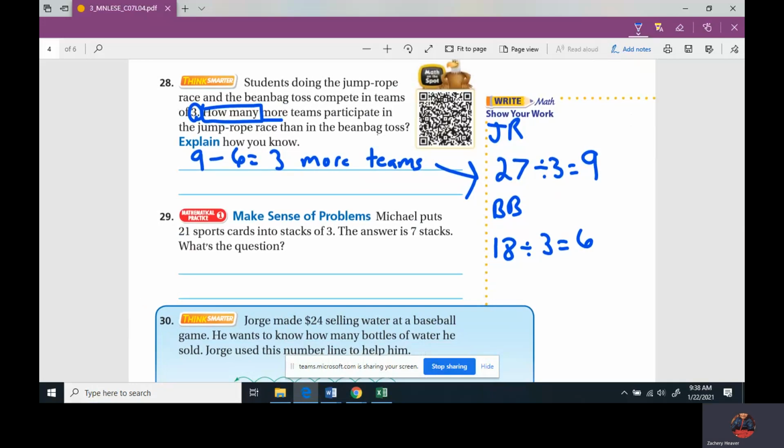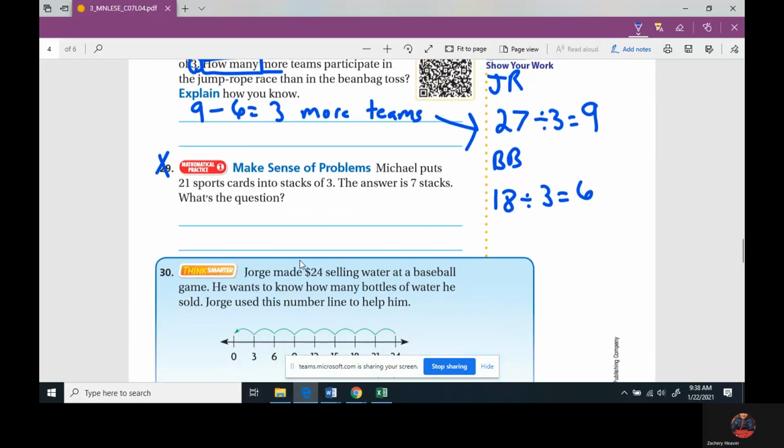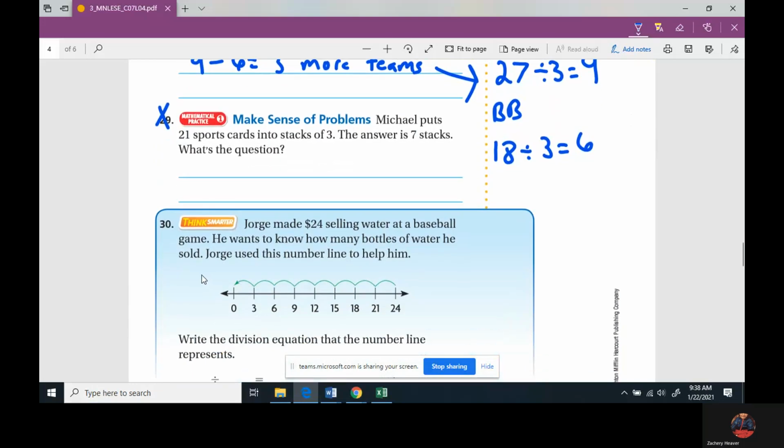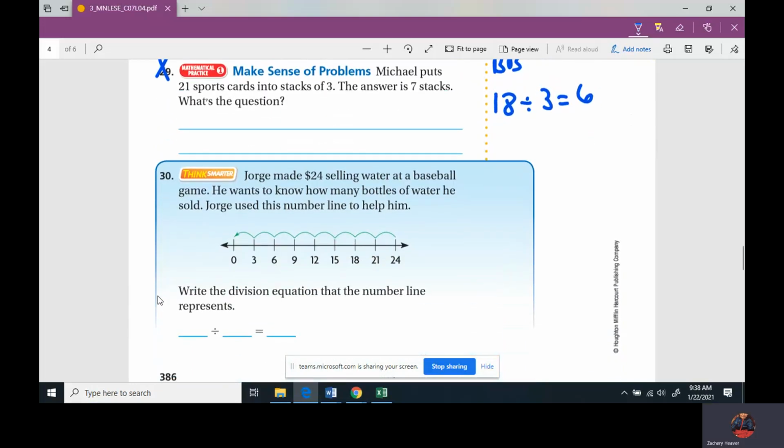Number 29, we're going to skip. Takes too much room right now. So don't worry about 29 right now. It just takes too much room. All right, number 30.